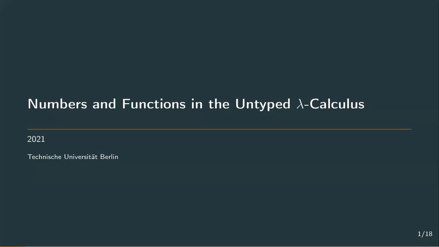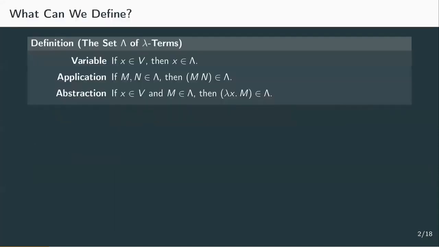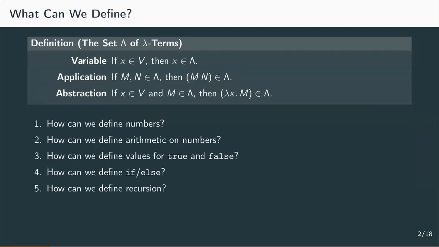We're also going to explore what class of functions we're able to construct with the untyped lambda calculus and what its limitations are. There are only three rules to construct a lambda term: the variable rule, the application, and abstraction rules. This might seem like it doesn't give us a lot to work with, but these three constructs are enough to define numbers, arithmetic operations on numbers, a way to represent boolean values, so true and false, a way to represent basic control flow in the form of if and else, and a way to represent recursion, which allows us to achieve Turing completeness.